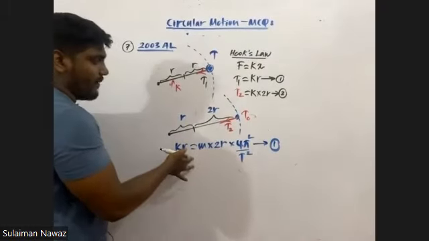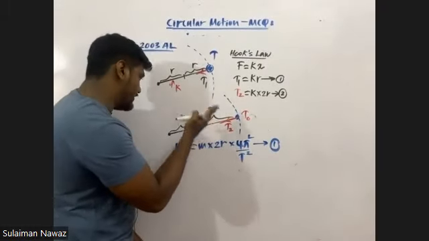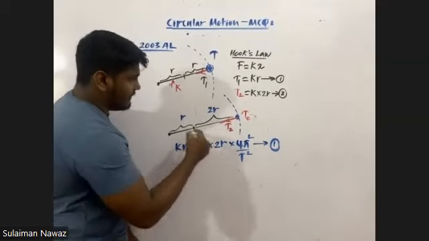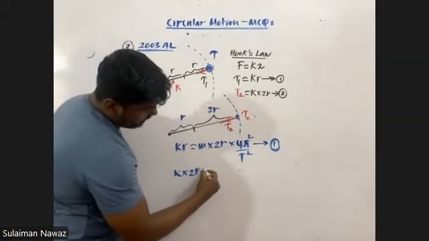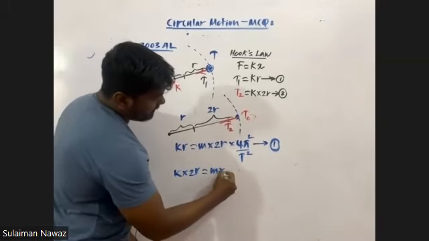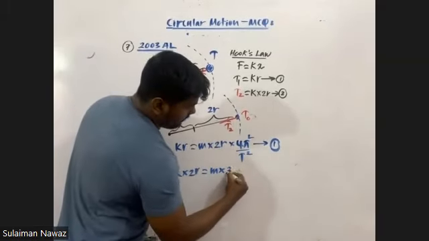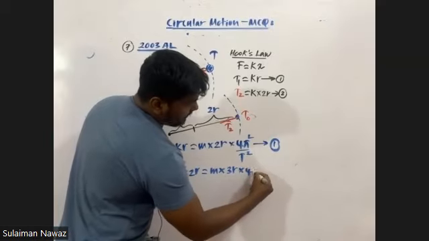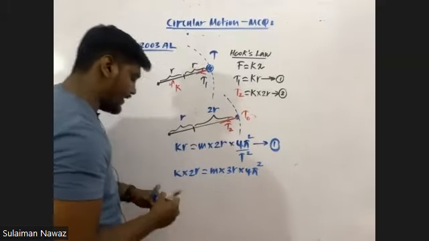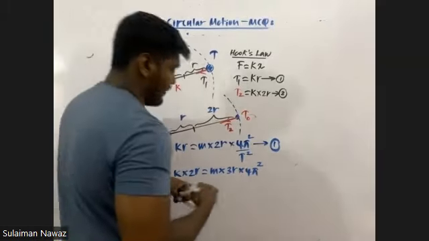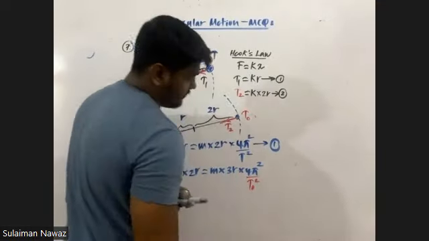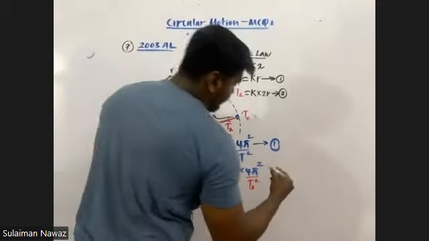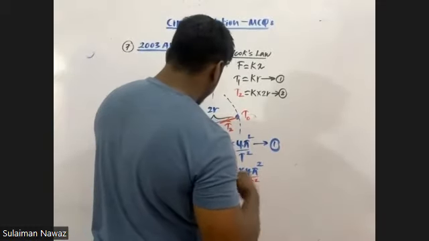If you apply F equals ma for this second case as well, then the tension force T2, that is K into 2r, equals m. Now the radius is 3r, times omega squared, 4 pi squared over T0 squared. Then you can easily find the answer.